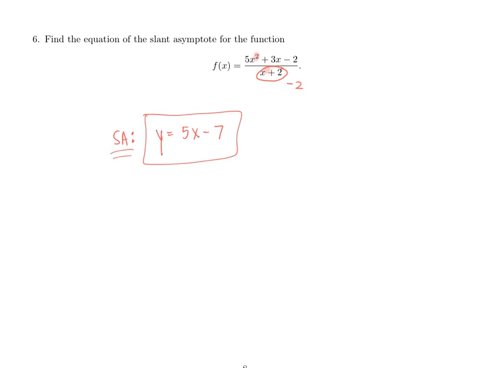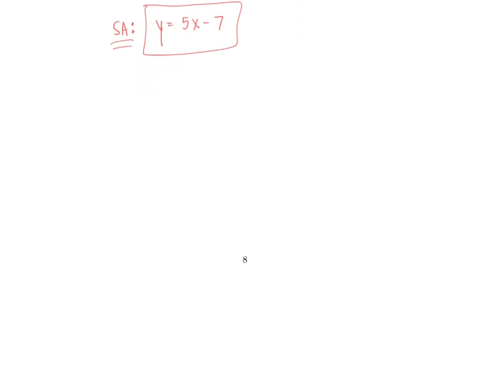Okay, so again, pay attention to your problems. This one clearly goes with number 5. You've already done the work. The slant asymptote is just the quotient without the remainder.